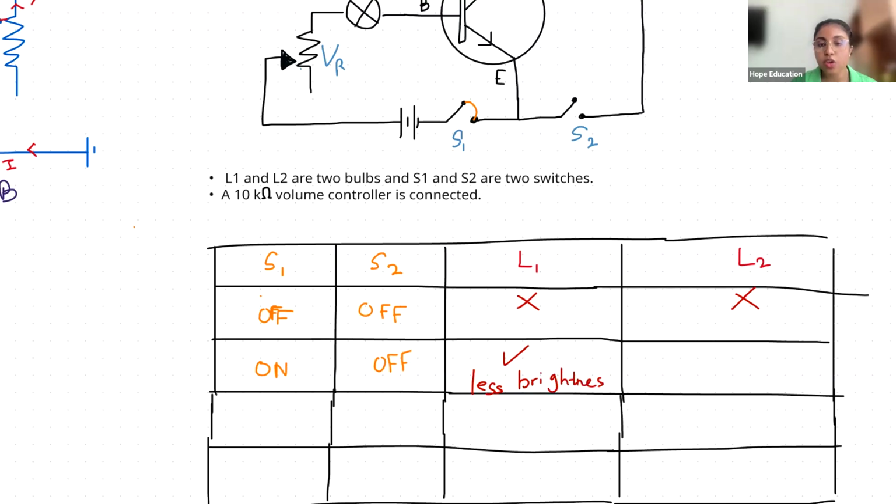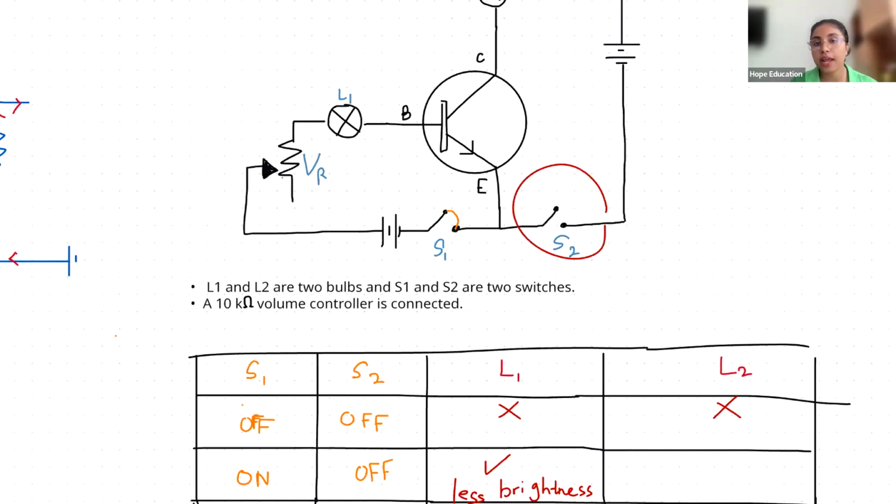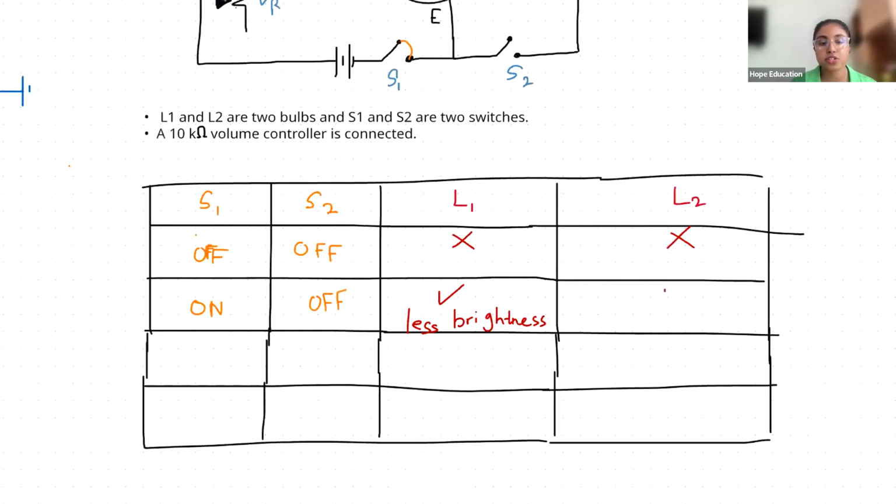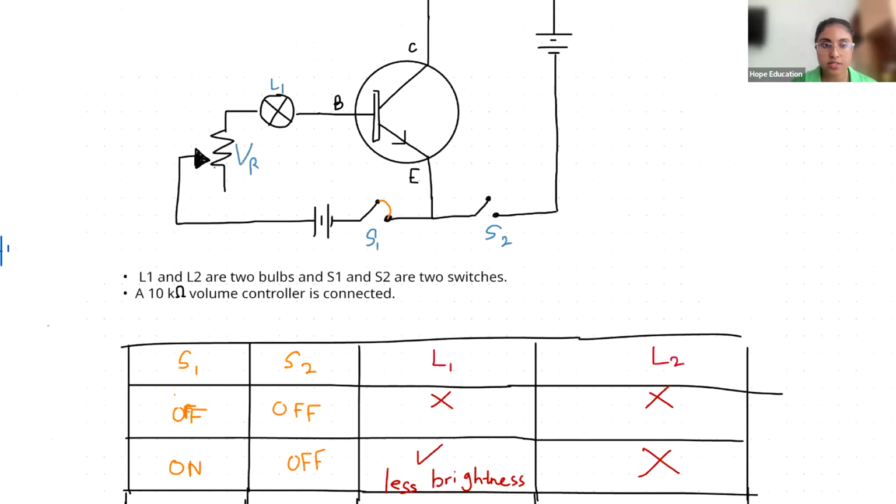Now the S2 switch is off, no? So L2 does not light up. L2 does not light up. That is my second situation, right? Now let's look at the third situation. In the third one, I turn S1 off and S2 on. So S1 is off, but S2 is on.